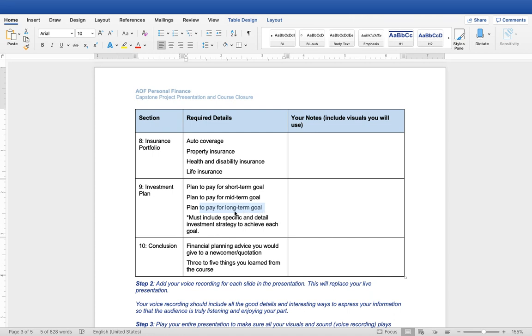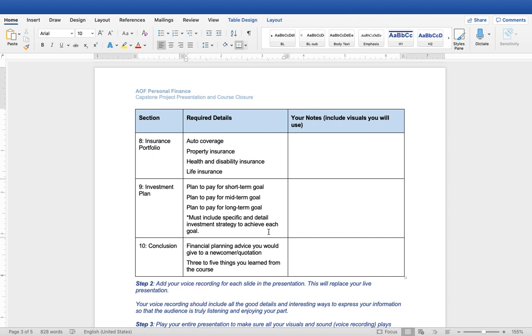So how much are you going to start putting into your retirement right now, starting now, and for how long, and what kind of interest rate. You're going to describe all those details for each of these goals. It must include a specific and detailed investment strategy to achieve each goal.